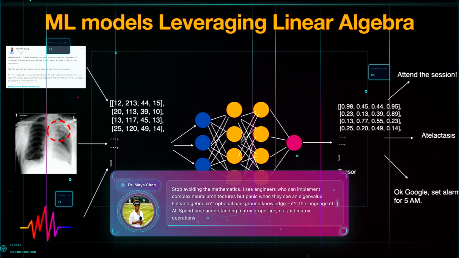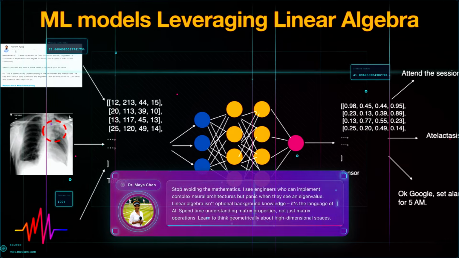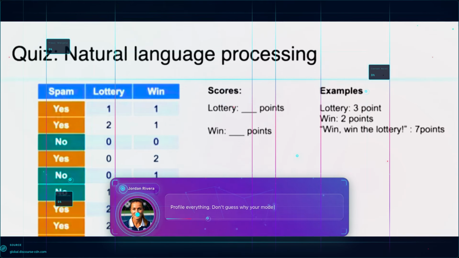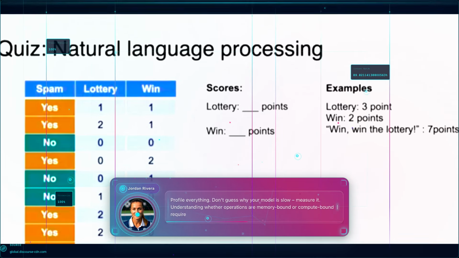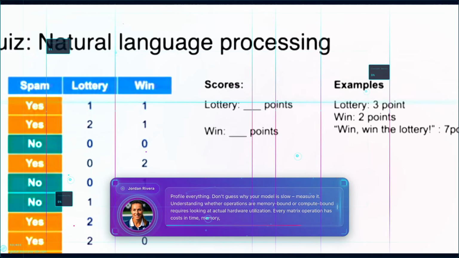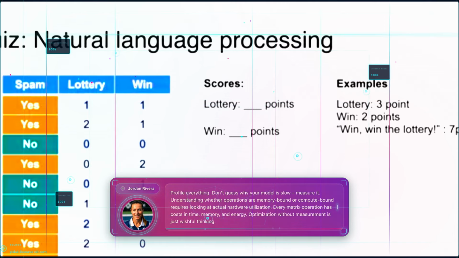Spend time understanding matrix properties, not just matrix operations. Learn to think geometrically about high-dimensional spaces. Profile everything. Don't guess why your model is slow, measure it. Understanding whether operations are memory-bound or compute-bound requires looking at actual hardware utilization. Every matrix operation has costs in time, memory, and energy. Optimization without measurement is just wishful thinking.